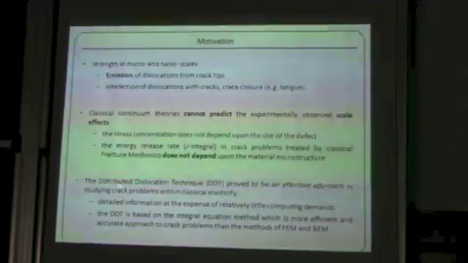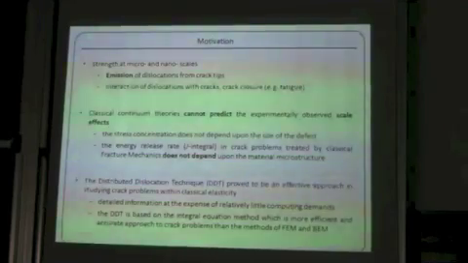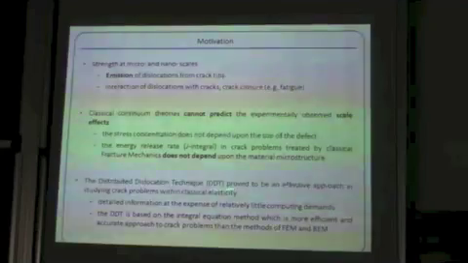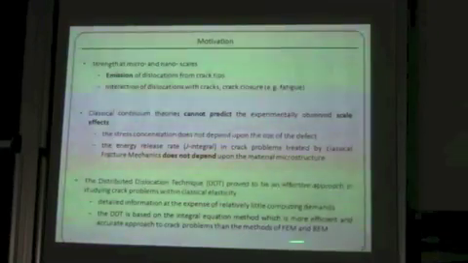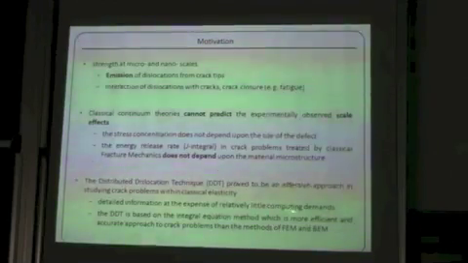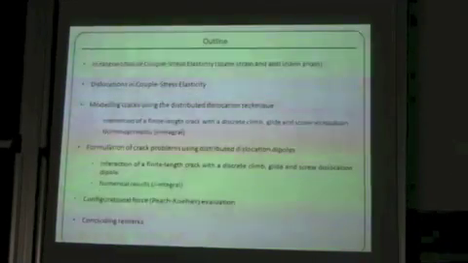In this study, we will employ the distributed dislocation technique, which is attributed to Bilby, and there is a great book by Professor Hills. In the past, it proved to be an effective approach in crack problems, compared to the well-established methods of FEM, finite and boundary element methods, because it demands very little computational cost, giving a great detail of information.